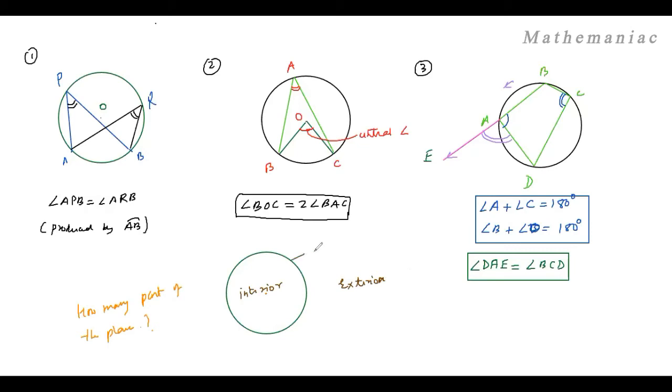Because these points will be left out if you only talk about interior and exterior. So here, when you draw a circle, actually your answer is 3. That means you have divided the plane into 3 parts. One is the interior, which is included or covered by the circle, then the exterior, which is lying outside the circle, and the circle itself, the curve, right?